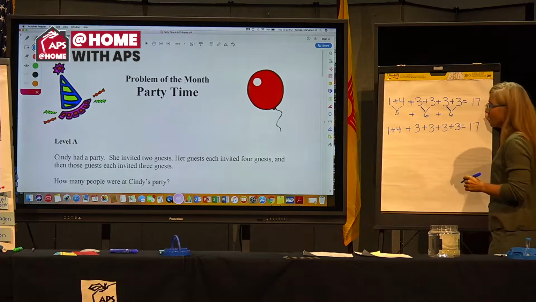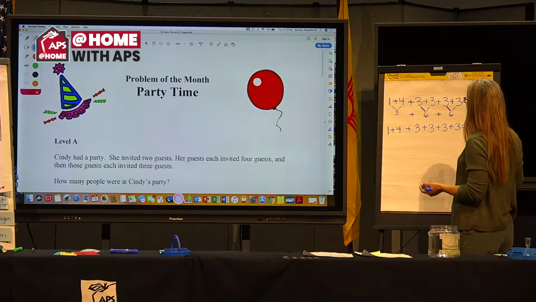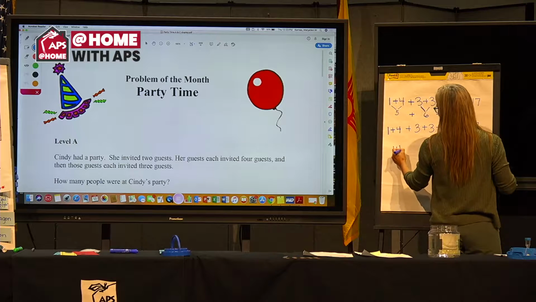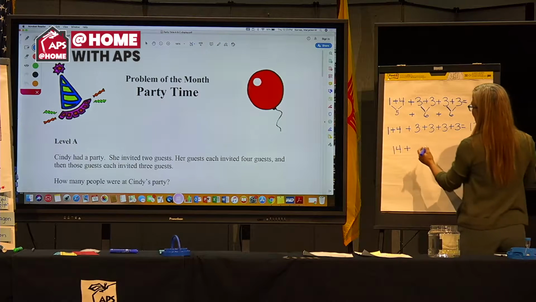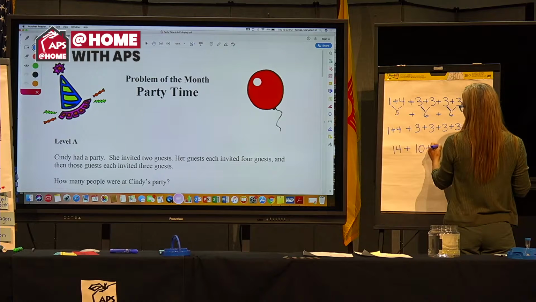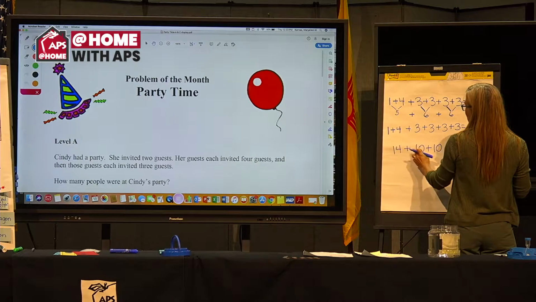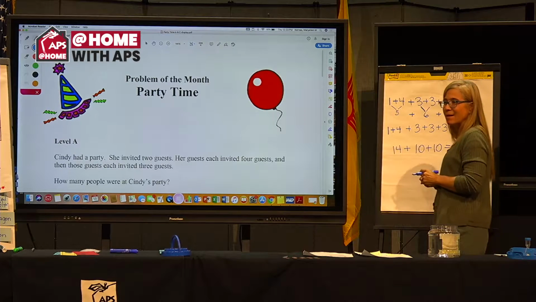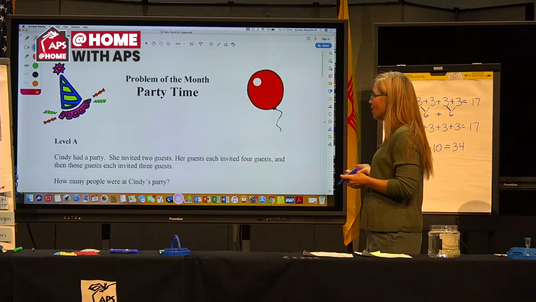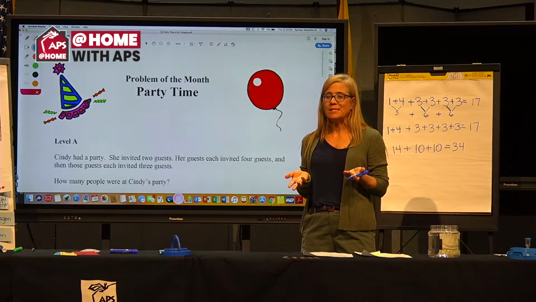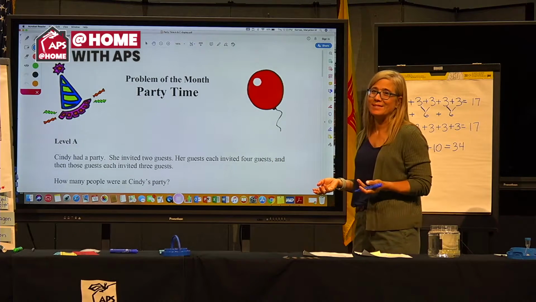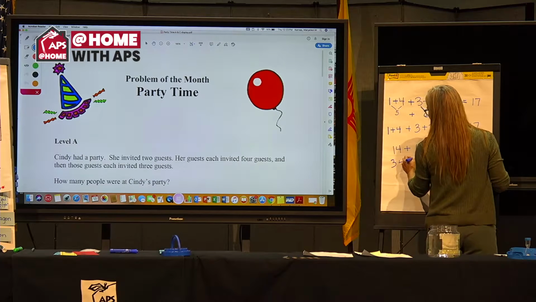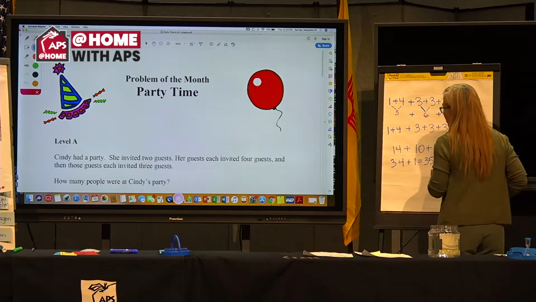So then we've got another double, kind of like you guys have been doing in counting jar, right? 7 and 7 would be 14. And then I have a 10 and another 10. So the 10 from here, 20, 30, and then 4. But I think I'm missing somebody. Is it 34 people at her party, do you think? Who am I missing? I didn't include Cindy, did I? So we need to add Cindy on. So I think that there are 35 people at her party.